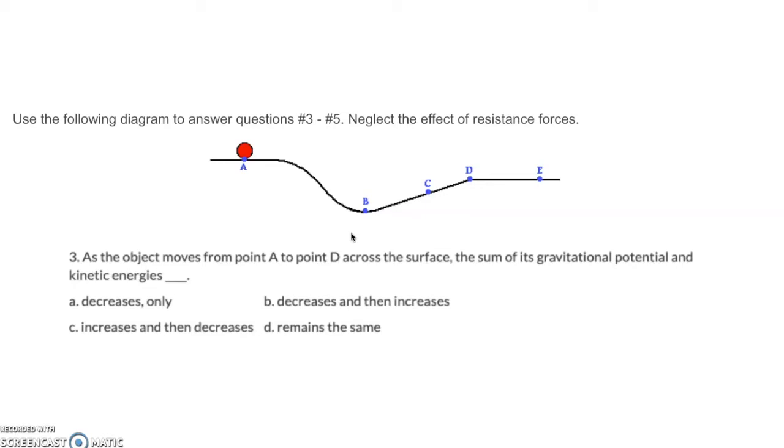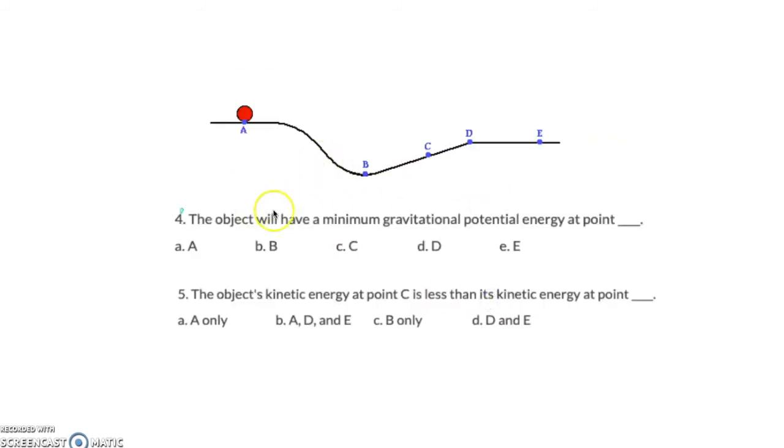So, as an object moves from point A to point D, the sum of the potential energy and kinetic energies, and there's no resistance forces, D, remains the same. Potential plus kinetic is the same throughout this whole path, okay? Even though one goes down, the other will go up. Same path, the object will have a minimum gravitational potential energy at its lowest point, B. The object's kinetic energy at point C is less than its kinetic energy at points anything above it, okay? So the kinetic energies at D, E, and A will all be higher. So the answer is B.